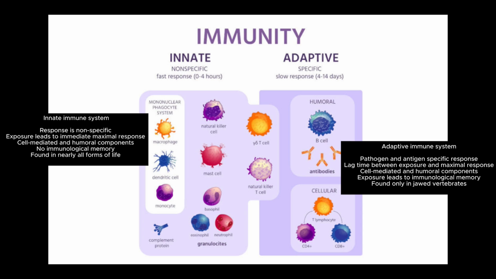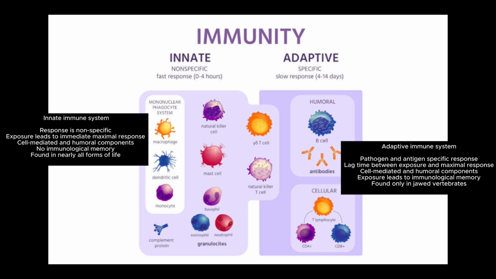It takes a little while, and that's essentially because there are so many possibilities. It's so flexible and specific that it also has to try out different possibilities for a while until it finds out, oh, this is exactly what I need to deal with this particular pathogen. And then it produces a lot of that. Of course, the adaptive immune system isn't conscious, so I'm speaking a bit metaphorically here, but hopefully you get the idea.